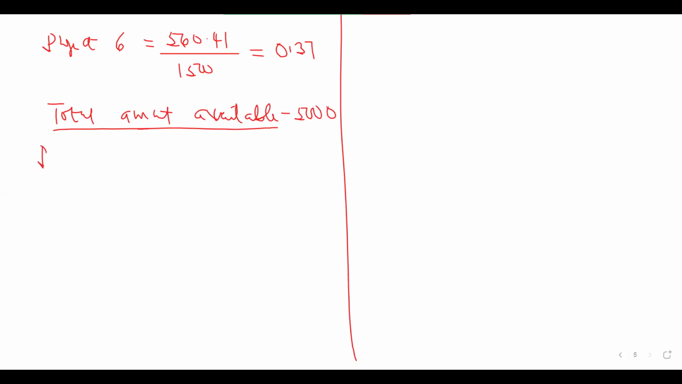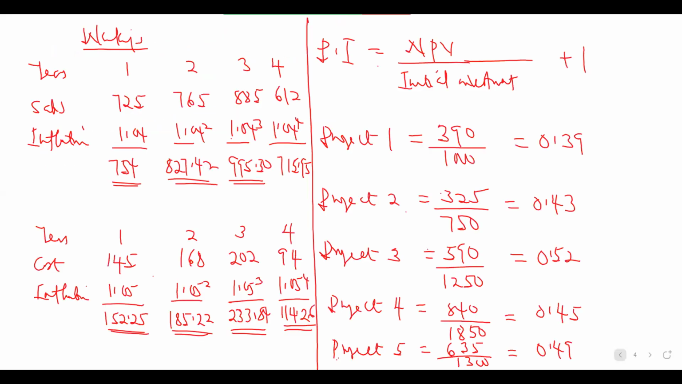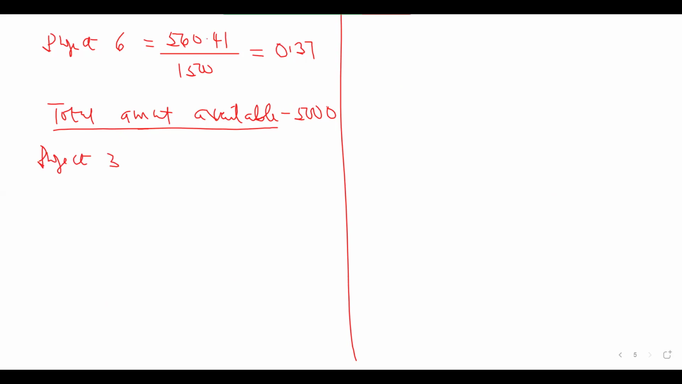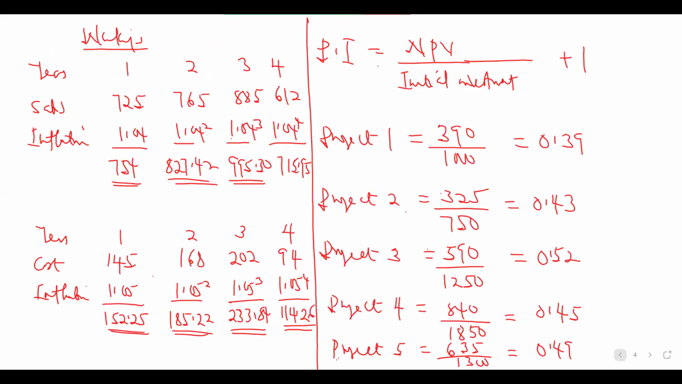Project 3. So if project 3 is undertaken, what is the amount that we are using for project 3? 1,250. 1,125. Okay. So how much will be left out of the 5,000? It's 1,125. 1,125, not 1,250. Yeah.